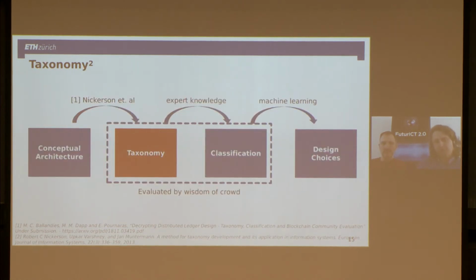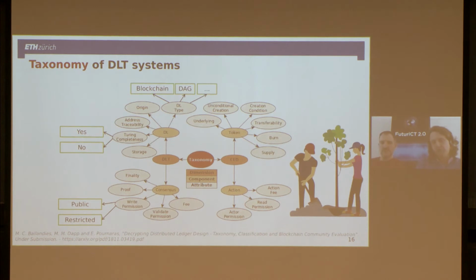Okay, so now coming from this conceptual architecture, we used the method introduced by Nickerson to derive a taxonomy. The taxonomy looks as follows. So we have again our 4 components in orange boxes: the distributed ledger, the token, the consensus, and the action. But now each of these components is described in greater detail by attributes. And these attributes can take several values, characteristics. For example, the distributed ledger can be of a specific type, for example, blockchain or a directed acyclic graph, or the consensus write permissions, so actually who can write to the distributed ledger. It could be public or restricted, just to illustrate some of them.